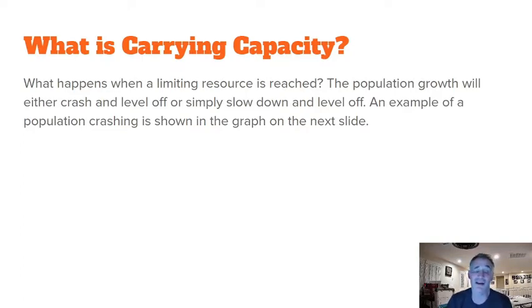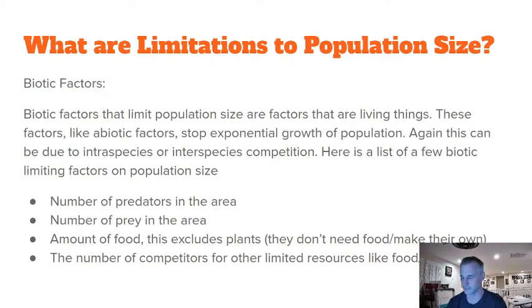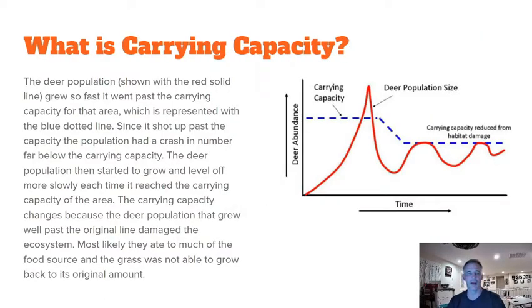An example of a population crash is going to be shown on the next slide. So we'll take a look at that, and I'll kind of explain it, and then I'll read through the description off to the left of it. Oops, wrong way. There we go.